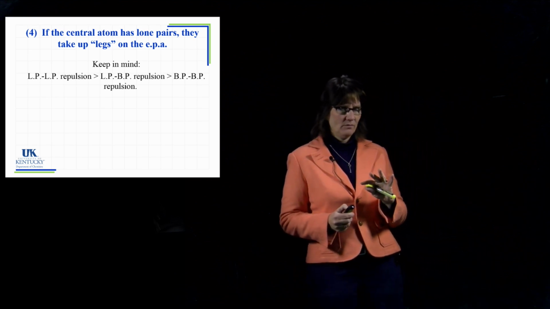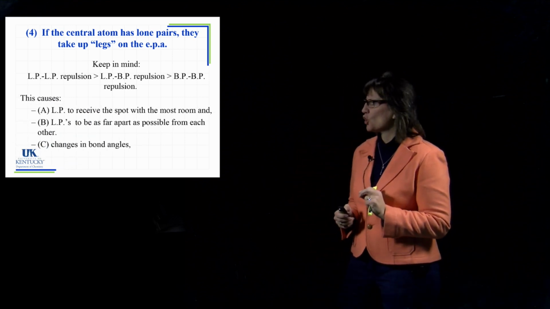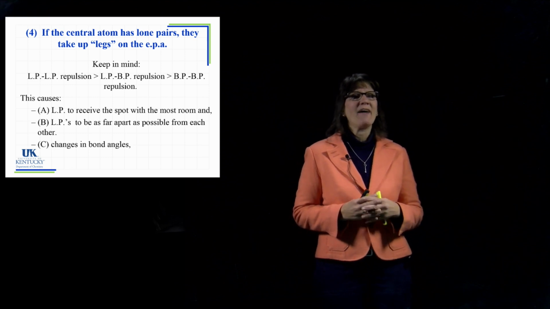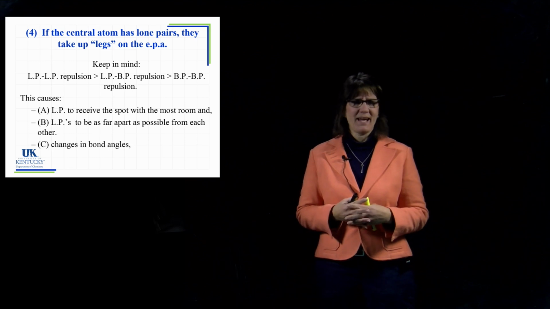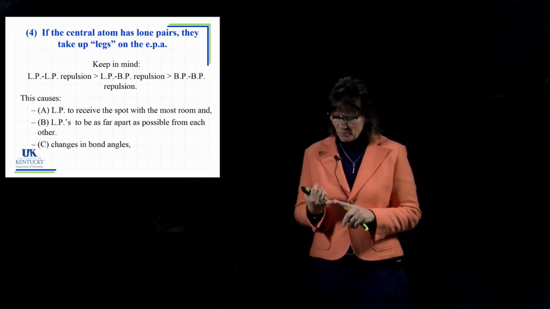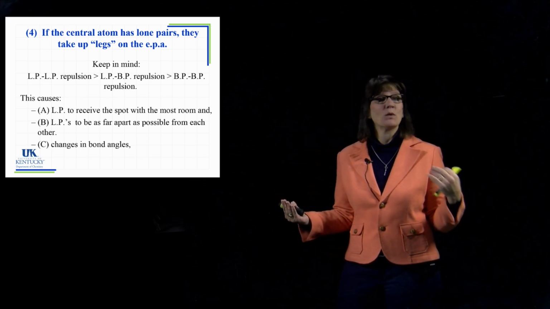Because of that, this is the reality of what it causes. We want to make sure we give lone pairs the spots that have the most room. And so we're going to see how we examine that and decide on that. Let's give lone pairs a spot with the most room, and if we have more than one lone pair, we need to get them as far apart from each other as we can get them.